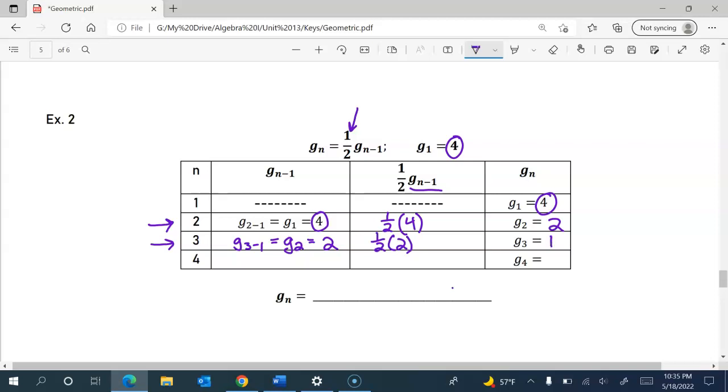And to find my fourth term, I'm sure you guys have caught on by now. G sub 4 minus 1, that's G sub 3, which is my third term. That's what this guy means. I'm trying to find my third term. Third term was 1. In order to find my fourth term, I need to take half of my third term. Half of 1 is just 1/2. Give me the sequence written out: 4, 2, 1, and 1/2, comma, dot, dot, dot.